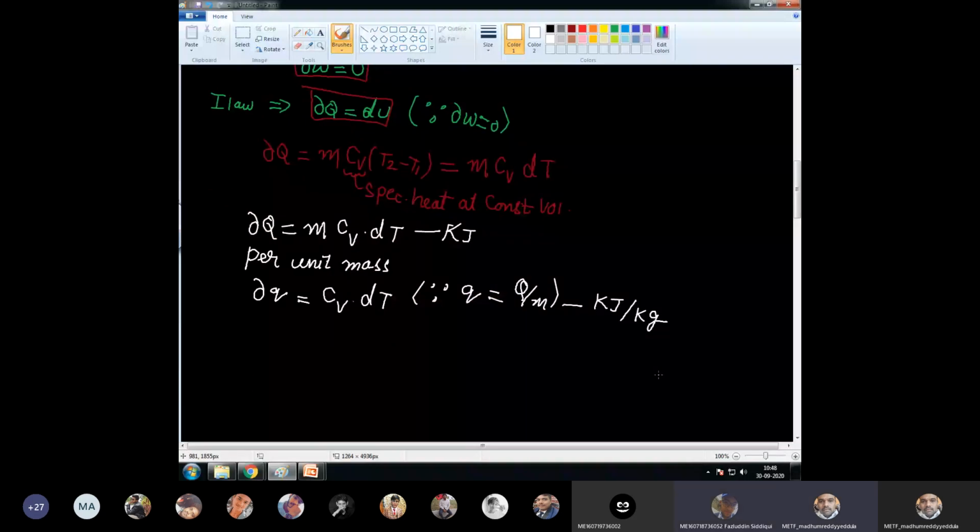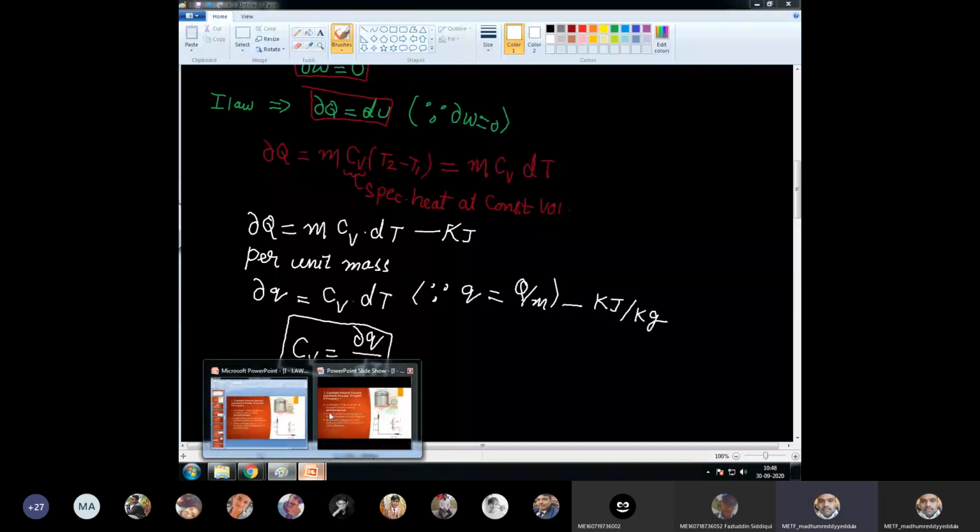From this I can write Cv is equals to dou Q by dT. Therefore, specific heat at constant volume can also be defined as the rate of change of heat with respect to temperature. So this is the constant volume process.